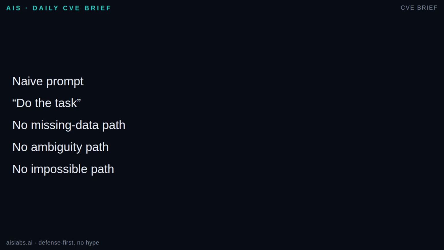If the prompt does not name these conditions, the model still tries to be helpful. Helpful for a model often means filling gaps with plausible text. Your code then sees a normal response, not an error. This is why prompt error handling matters. Your program can only handle the failures the prompt admits can exist.